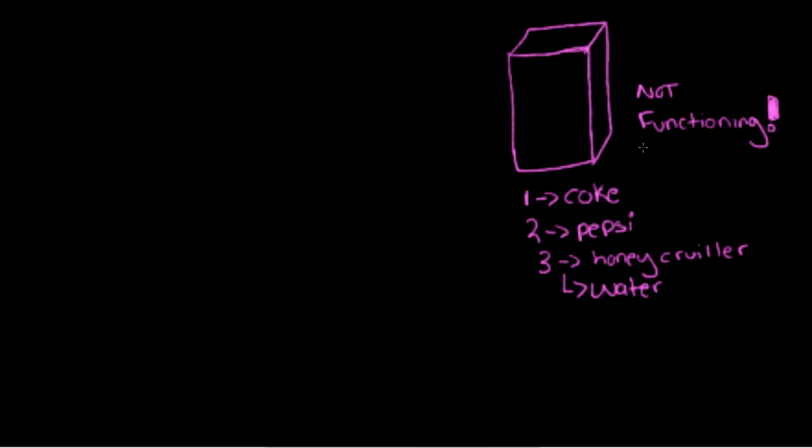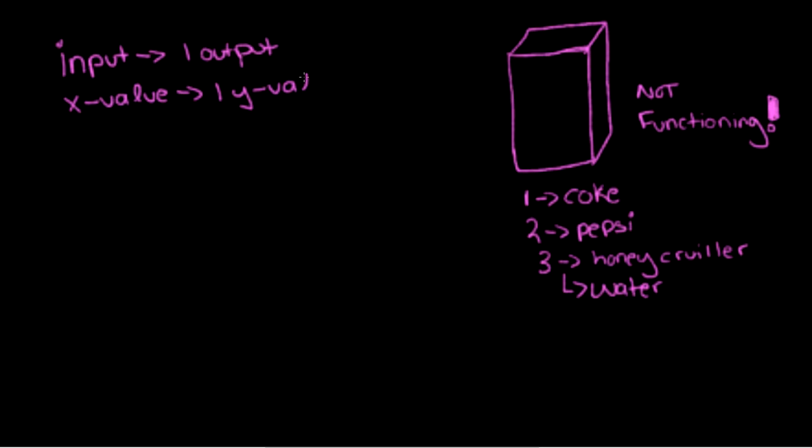Now, as you guys might have already guessed, the definition of a function is basically whenever you input something, you get one output. That is to say, whenever you input an x value, you will get one y value that corresponds to that x value. Now the book will define a function as a relation which has a unique output for an input.